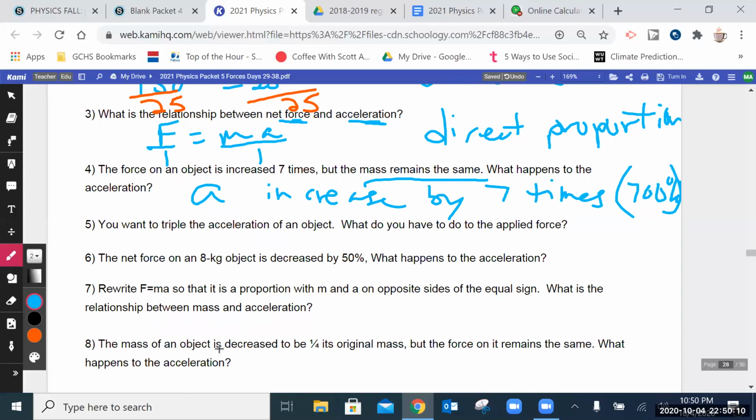Number 5, if you want to triple the acceleration of an object, what has to happen to the applied force? The acceleration and the force are directly proportional. So whatever happens to the acceleration has to happen to the force. It triples as well.